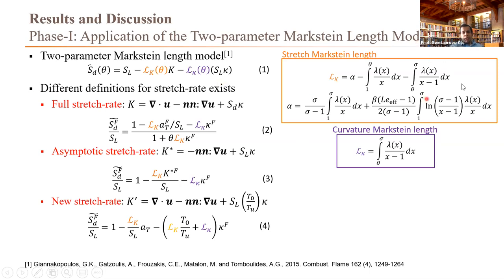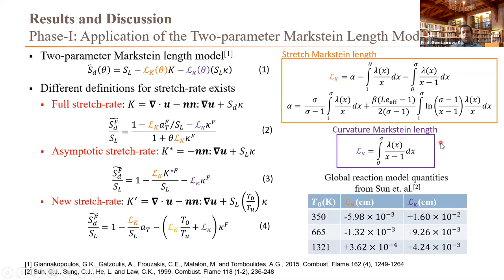This is the stretch mass string length definition that you can find here, and this is the curvature mass string length. Of course, you can see that the stretch mass string length depends on the effective Lewis numbers and the Lewis number also. These are the parameters that we extracted based on the global definitions, because you need to extract a global Lewis number and global Zeldovich numbers for this.